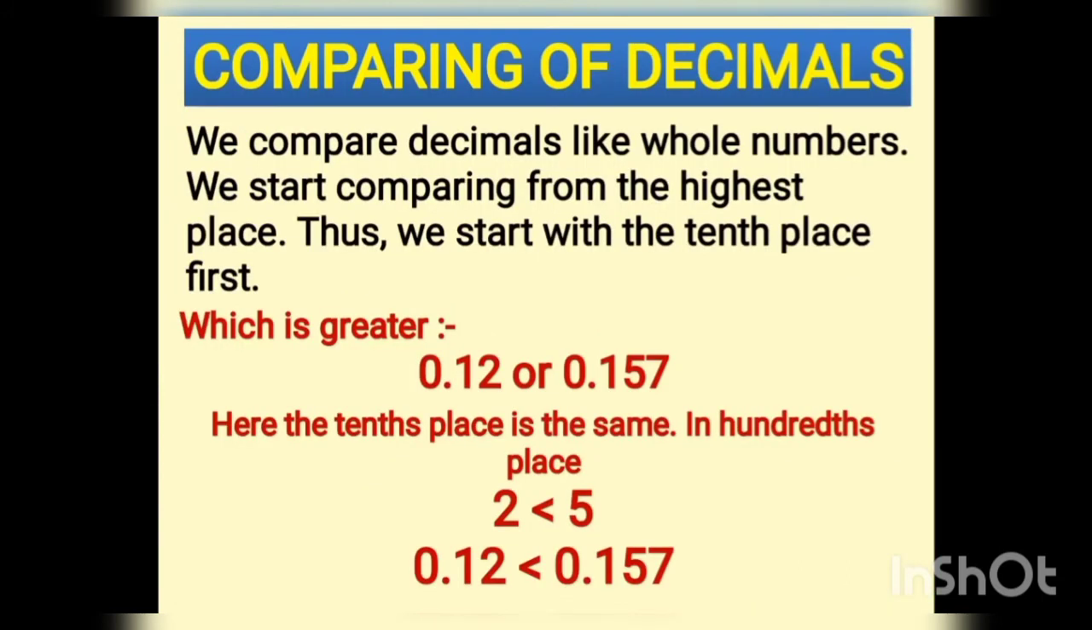Comparing the decimals. We compare decimals like whole numbers. We start comparing from the highest place. Thus, we start with the tens place first. See the example. Which is greater, 0.12 or 0.157? Here the tens place is the same, so look at the hundreds places. Now look at here. Next one is 2 is smaller than 5. So 0.12 is smaller than 0.157.